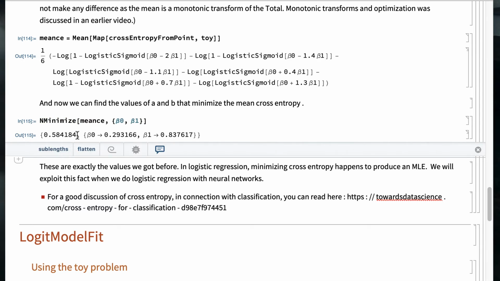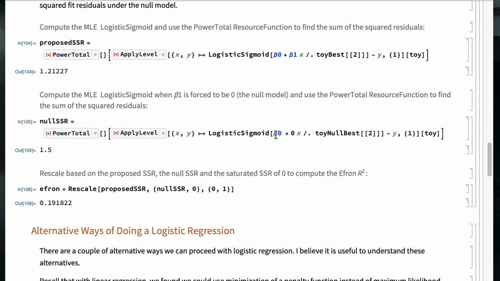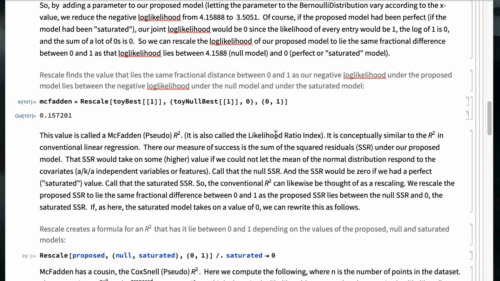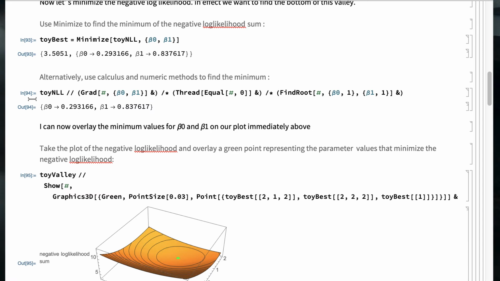We get it minimized. The cross-entropy is 0.584184. What are the values? Beta 0 is 0.29, and so on. Beta 1 is 0.837. And where have we seen those numbers before? Let's go right up to here, right there. It's the same thing we got when we used the negative log likelihood. We took the gradient, we set the gradients to 0, and we found the values of beta 0 and beta 1 that solved those equalities. And it's also the same value we got when we simply asked the computer to minimize it.